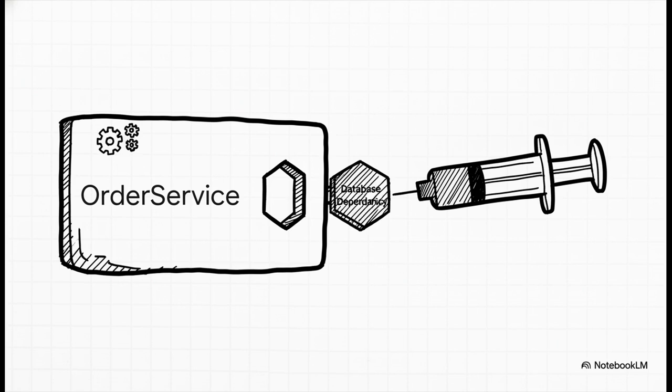So how does this magic actually happen? How do we connect these pieces? Well, we use a super important technique called dependency injection, or DI. Basically, instead of letting the order service build its own database connection inside itself, we build it somewhere else and just hand it over. We inject it. The class just gets the tool it needs to do its job, no questions asked.